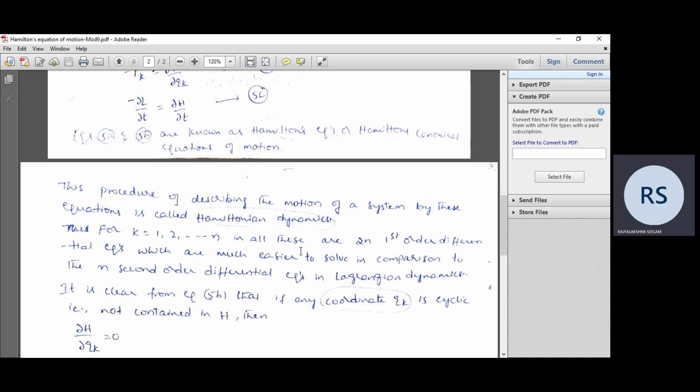So in all these are 2n first order differential equations, which are much easier to solve in comparison to the n second order differential equations in the Lagrangian dynamics.